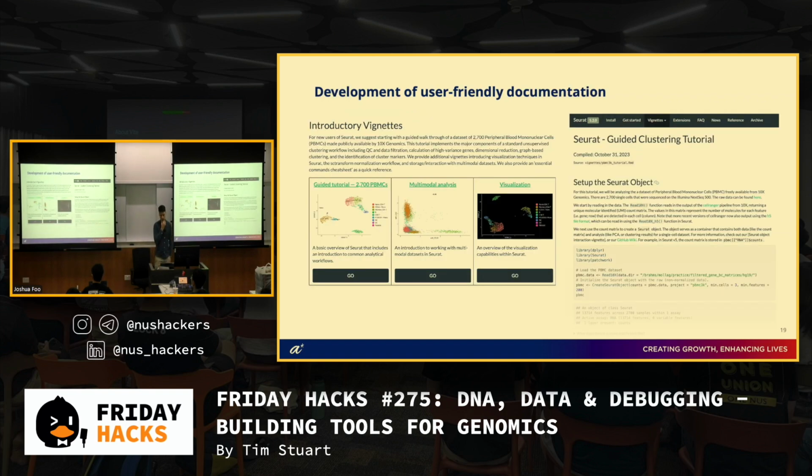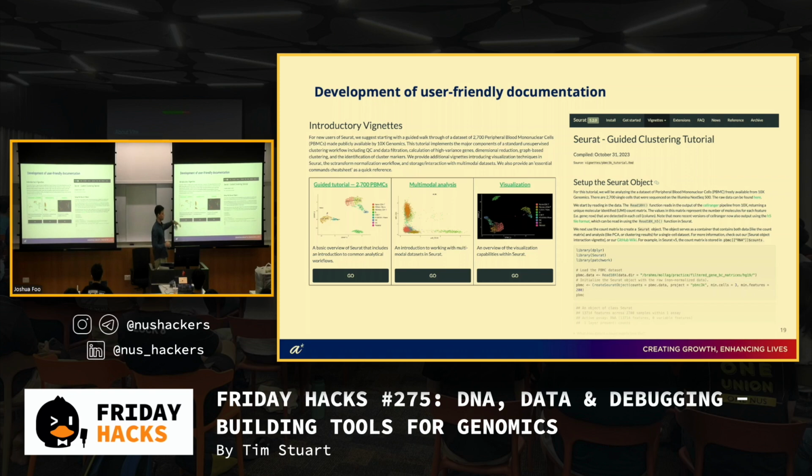Another thing that we focused on a lot was that we have to keep in mind that a lot of the users of the software are not computer scientists or programmers. They are mostly biologists who may not have a lot of programming background. So we spent a lot of time developing the documentation, both the normal function documentation and also these guided analyses that we call the vignettes.